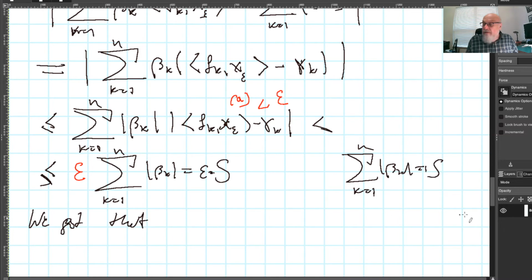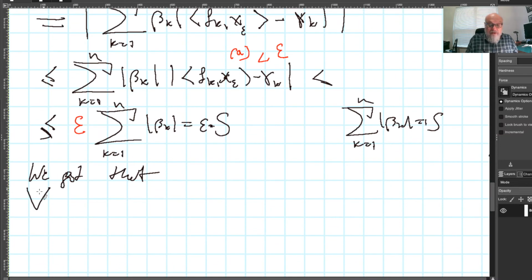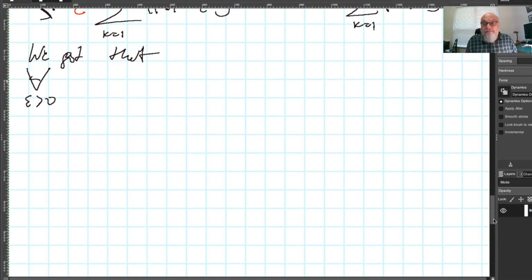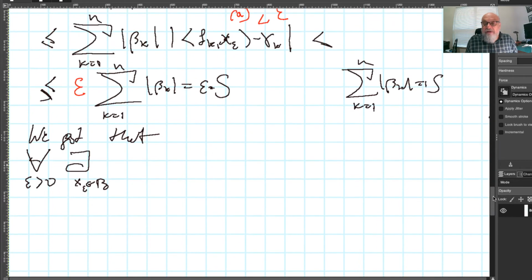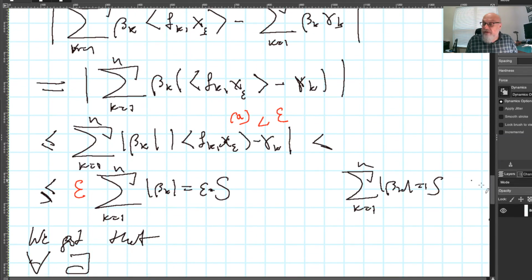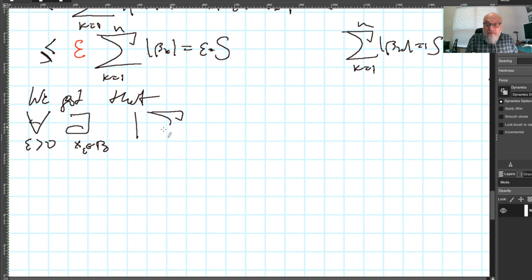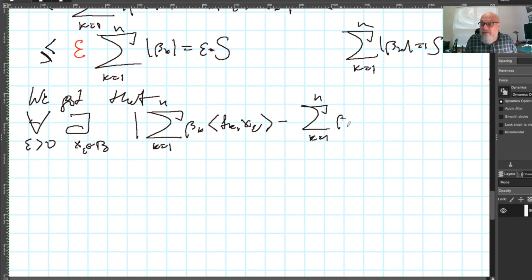So we got that for every epsilon larger than 0, there exists an x epsilon belonging to B such that this expression, the sum over k equals 1 to n of beta k f k of x epsilon, minus the sum over k equals 1 to n of beta k gamma k, is smaller than epsilon times s.